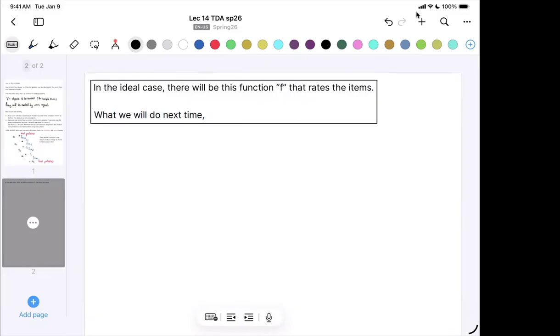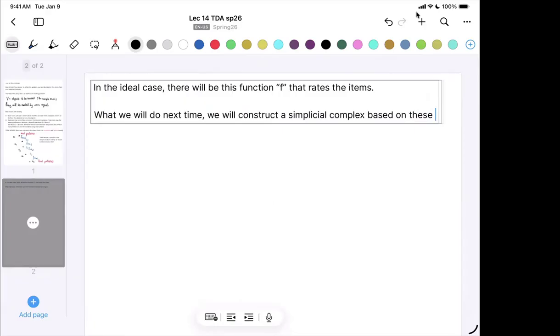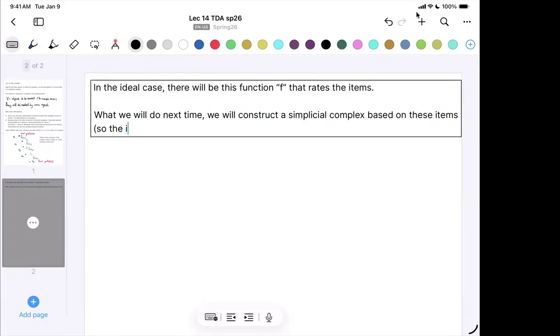is that we will construct a simplicial complex based on these items. That's why I have been calling the set B, because B has been the name that I have been using for the vertices. So the items to be ranked are going to be the vertices of the simplicial complex. So the items you want to rank will be the vertices of the simplicial complex.